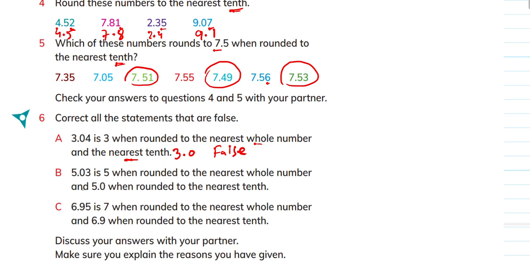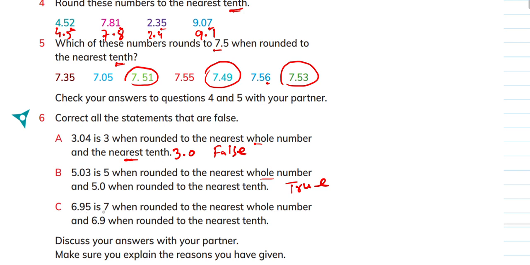Now next is 5.03 is 5 when rounded to the nearest whole number. Yes, if you round to the whole number, it will be 5, because you will leave the decimal part, and the first leaving is 0, so no effect. And 5.0 when rounded to the nearest 10. Yes, it is correct. It's true, so no need to correct.